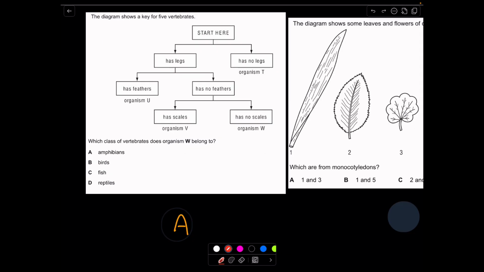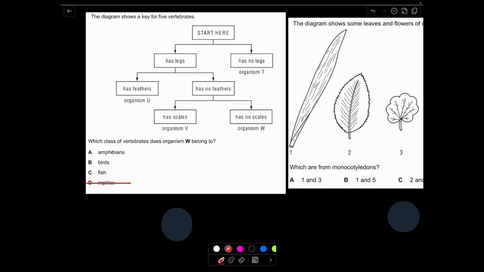So moving on to question 3, guys. Which class of vertebrates does organism W belong to? Now, organism W is this one. It has no scales, no feathers, no legs. So if it has no scales, it can't be a reptile. Oops, I showed the answer here.